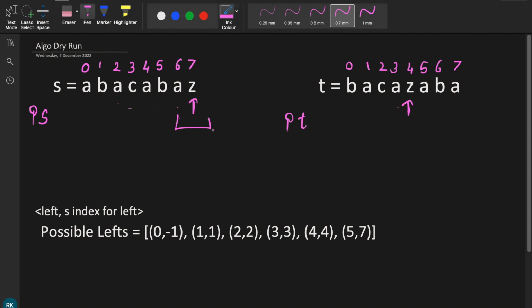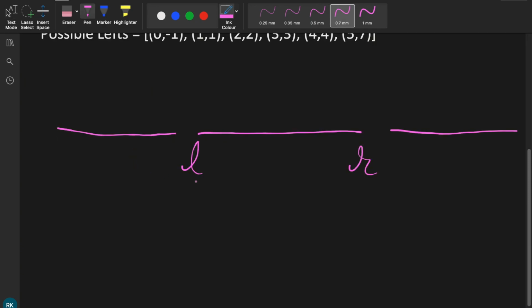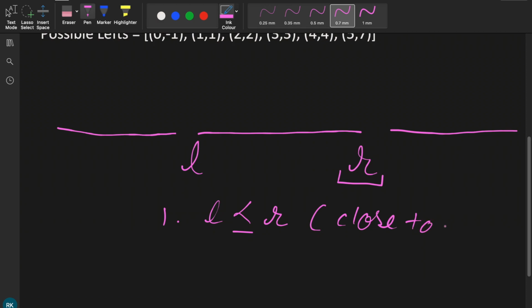Now let's have a look at what we will do there. Before we start building our rights, we have to understand how we will pick an optimal left for a particular right. Let's assume we pick this right. How will we pick the optimal left for it? The first condition that should easily come to your mind is obviously that left should be less than or equal to right. Also it should be very close to right, the closest possible. It can also be L equal to R, but it should be very close to right.